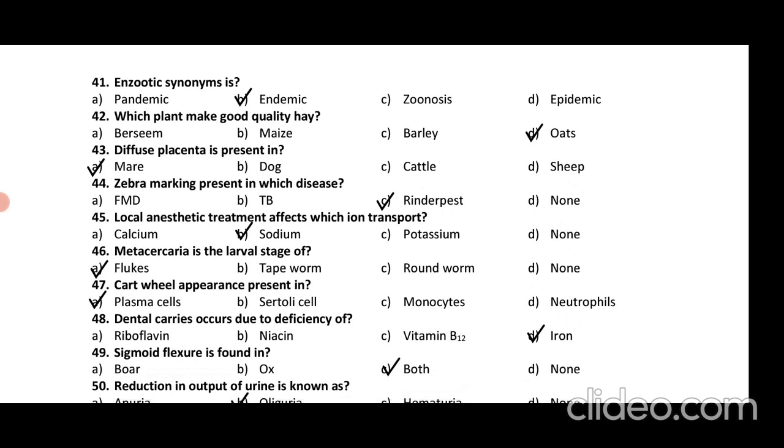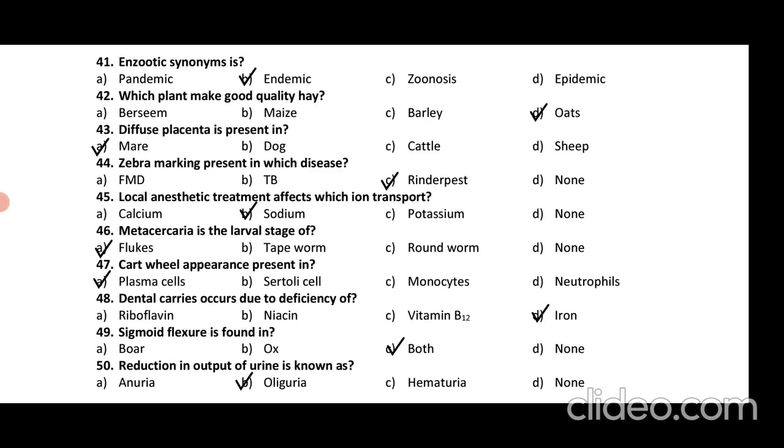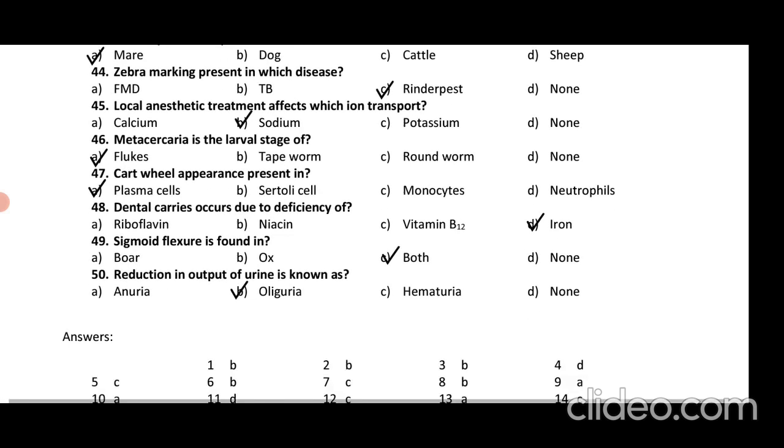Sigmoid flexure is present in all ruminants, and it is absent in all non-ruminants. So the horse, donkey, etc., do not have the sigmoid flexure. Humans also do not have the sigmoid flexure, and it is found in boar and ox. Reduction in output of urine is known as oliguria. Oliguria means decrease in the output of urine.